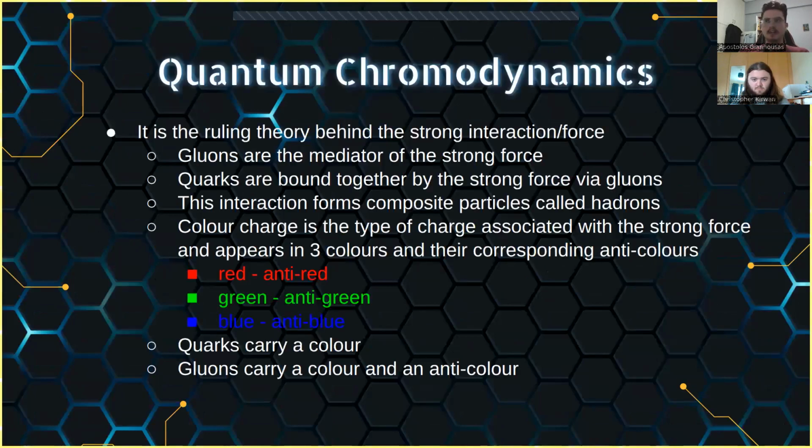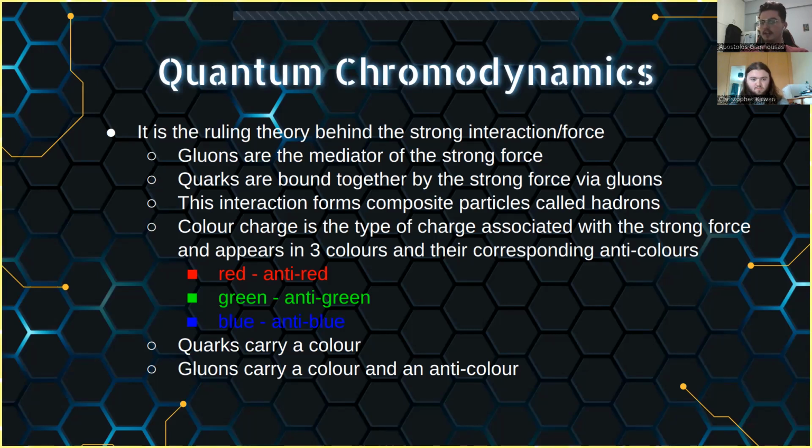Actually, quantum chromodynamics is the ruling theory behind the strong interaction, which makes the existence of hadrons like protons and neutrons possible. Their constituents, which are called quarks, are bound together by the strong force via particles called gluons. As given away by their name, gluons act like a glue for quarks.